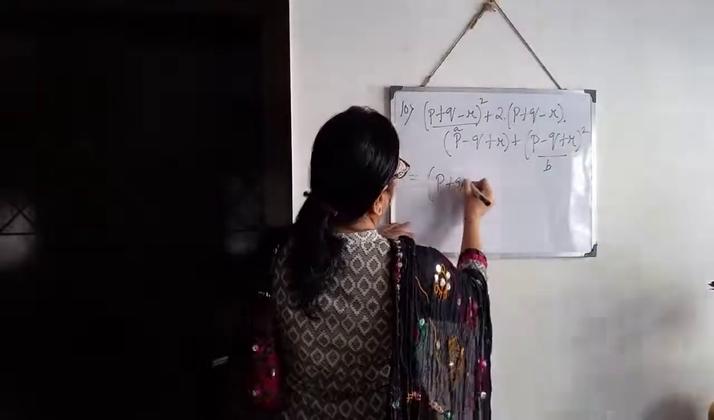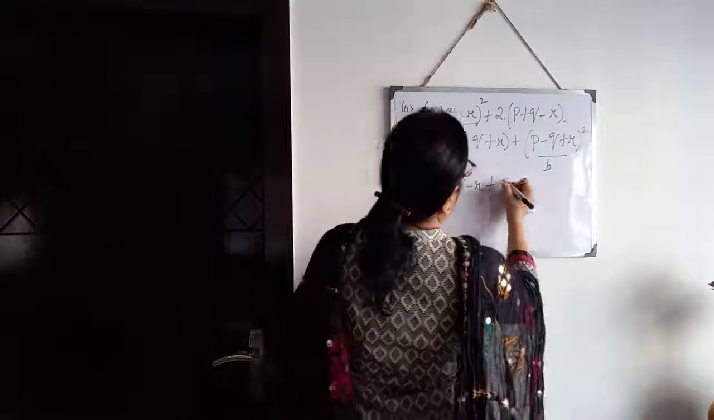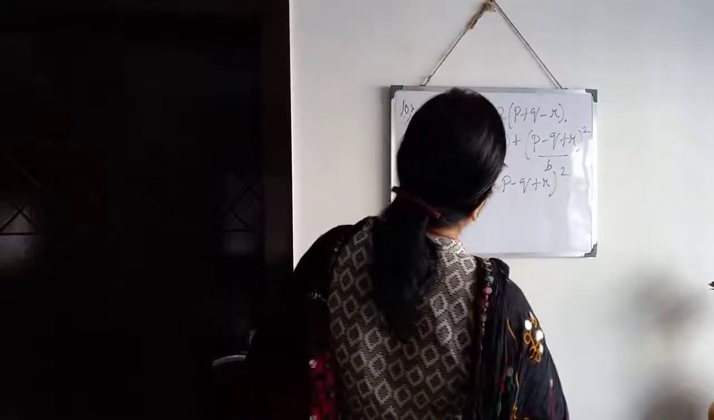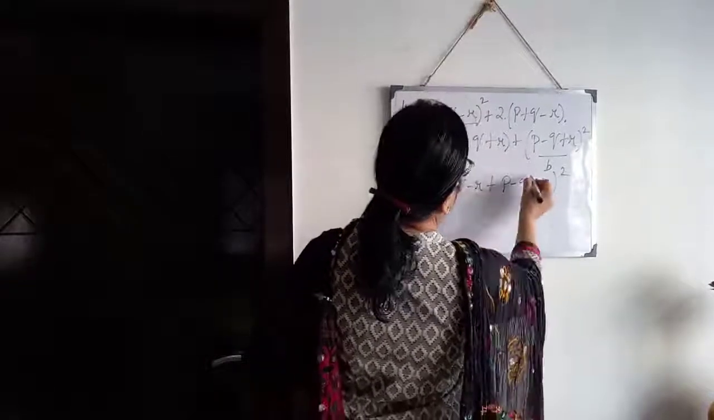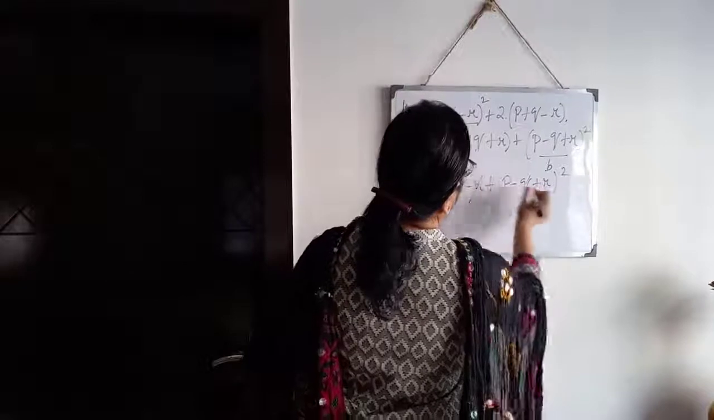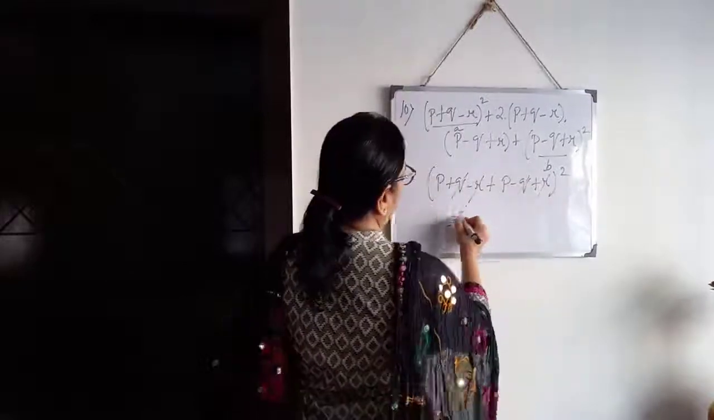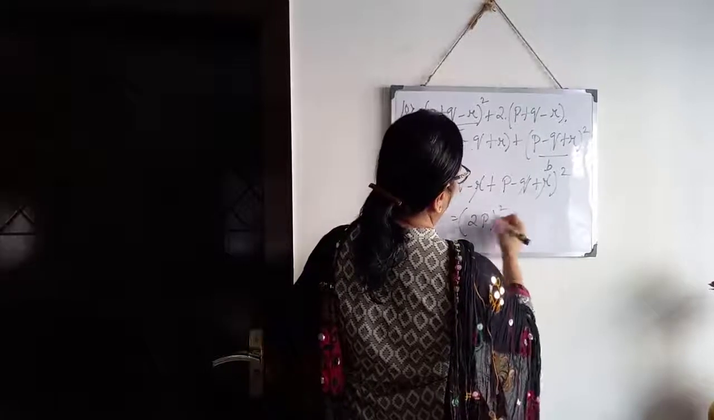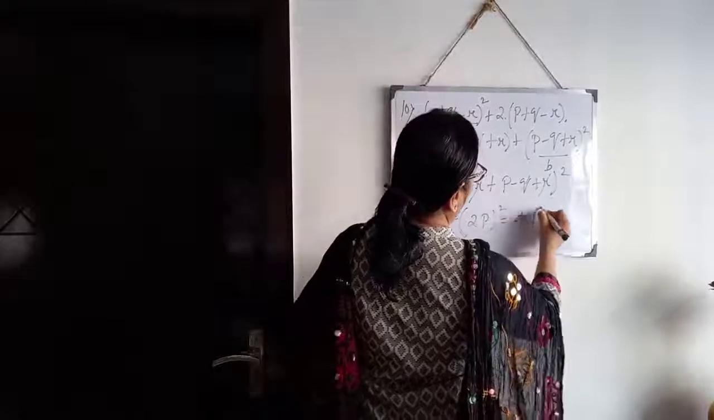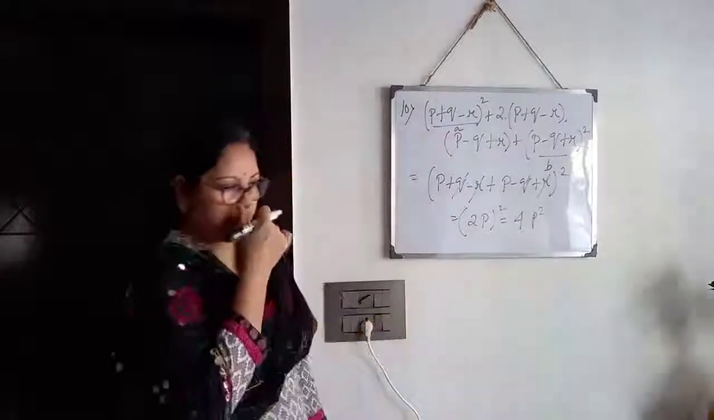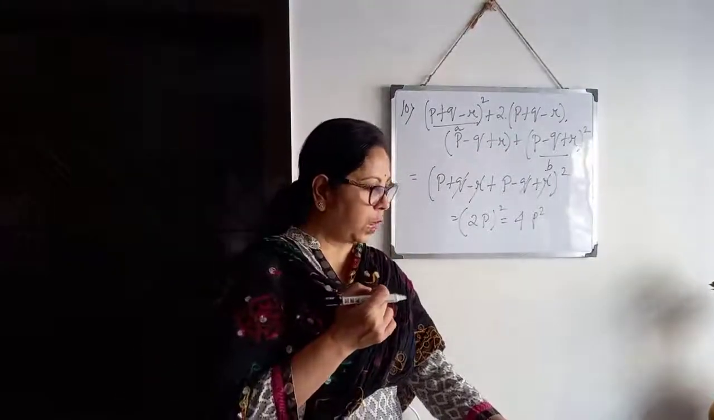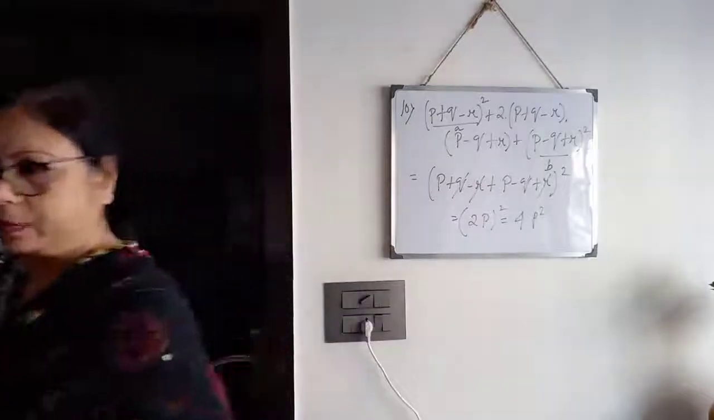A plus B whole square. Now P positive, it will not be cancelled. Q minus Q. Minus R plus R. So P plus P, twice P, whole square. After opening the bracket, 2 square means 4P square. Clear? Now we will go to the next, express as a perfect square and find the value.